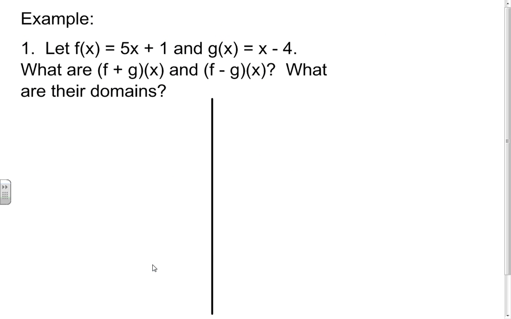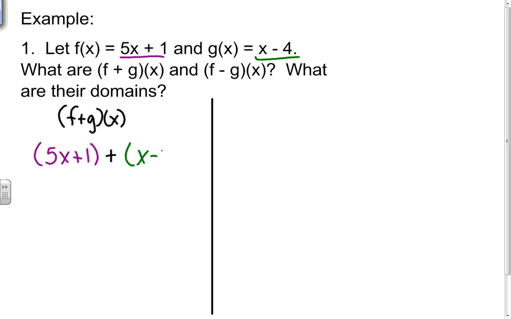So you'll notice in each of these examples, they'll give you two functions, most often f and g, and they'll ask you to do operations on them. So in number 1, f of x is 5x plus 1, and g of x is x minus 4. For the first one, I'm going to do f plus g of x. The f function is 5x plus 1, and the g function is x minus 4.